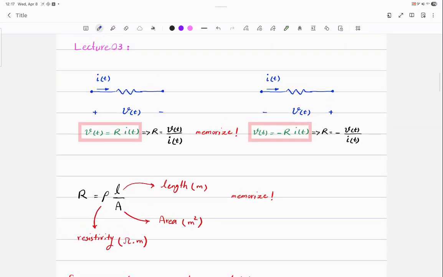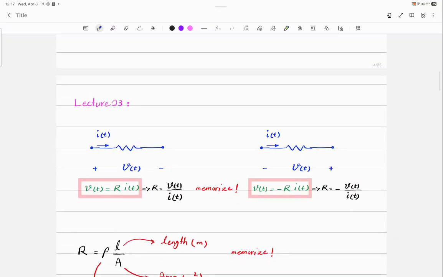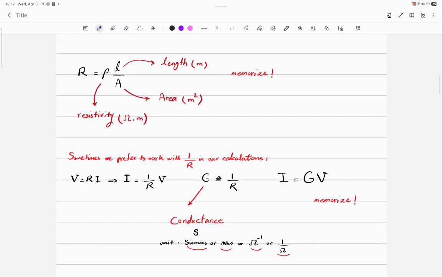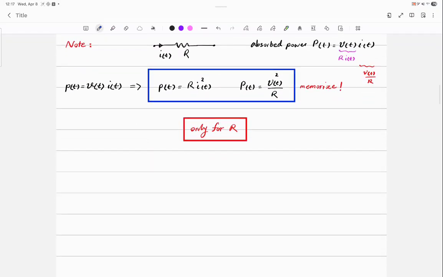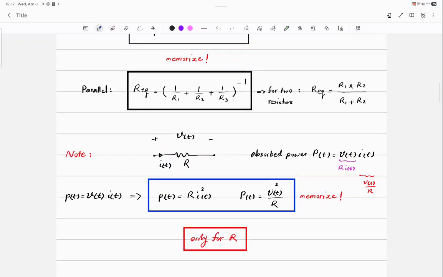What is the general equation for power? VI. How about if it is a resistor? V squared over R or RI squared. Remember, only for a resistor, not for a voltage source, current source, or anything else. Only for a resistor. Does it matter which direction current enters or exits? No, because both I and V appear squared, right?